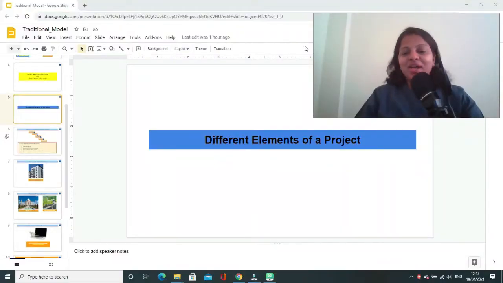Welcome to the next session of Waterfall Model. In this session, we are going to understand different elements of a project. And so as to manage a project, you need to manage all these elements of a project. Let us understand what all those elements are.